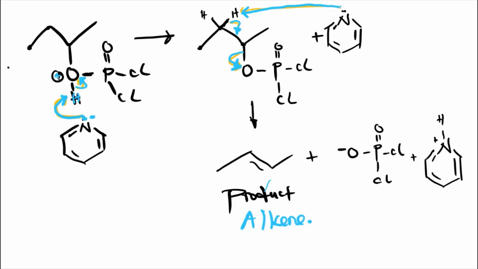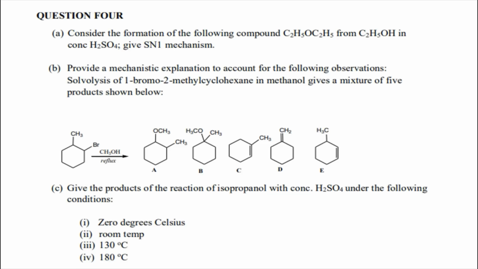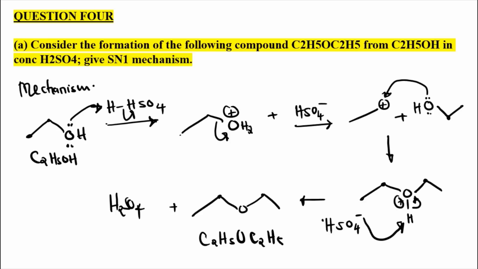So just follow these mechanisms. They're quite simple. Revise them, know them. They're quite important. Let's look at question 4. They're saying, consider the formation of the following compound. This is an ether from an alcohol. So this is the reaction mechanism.